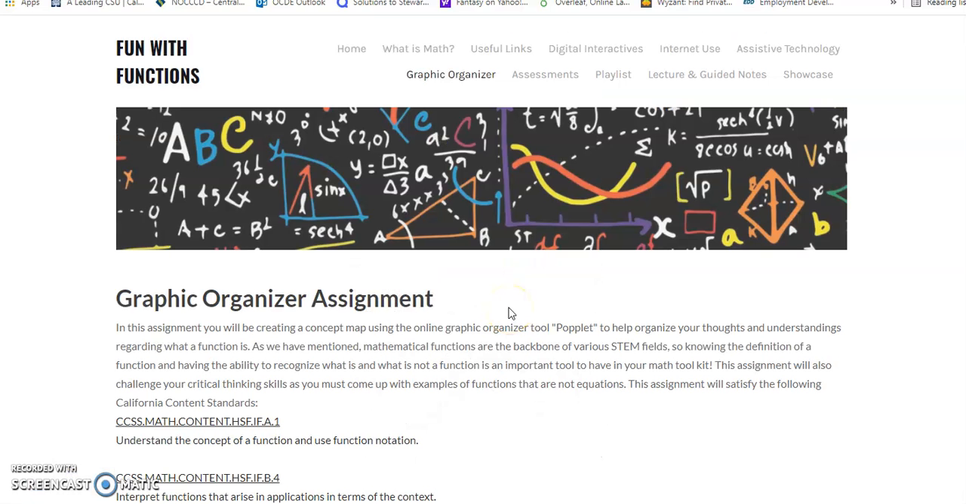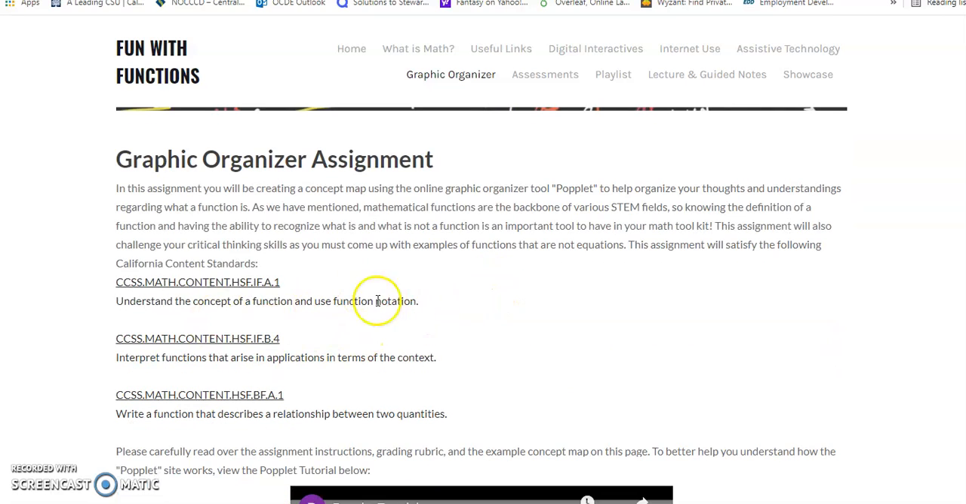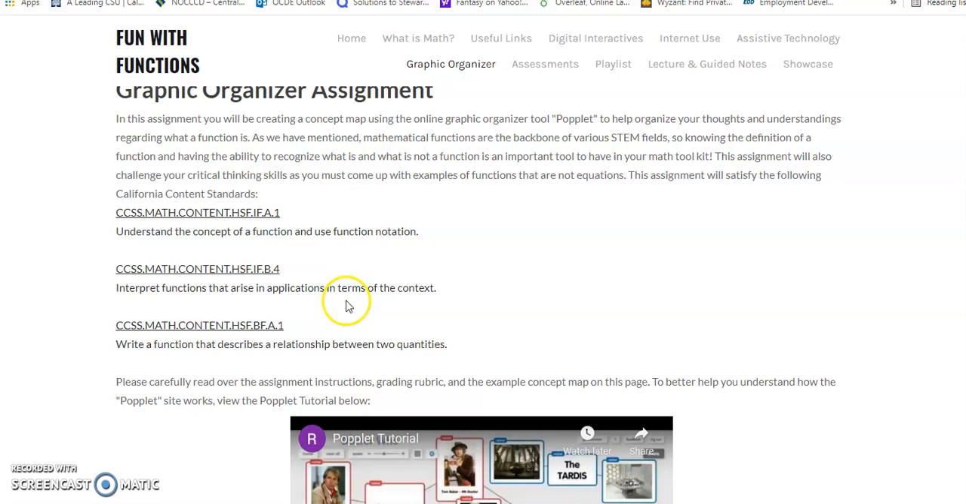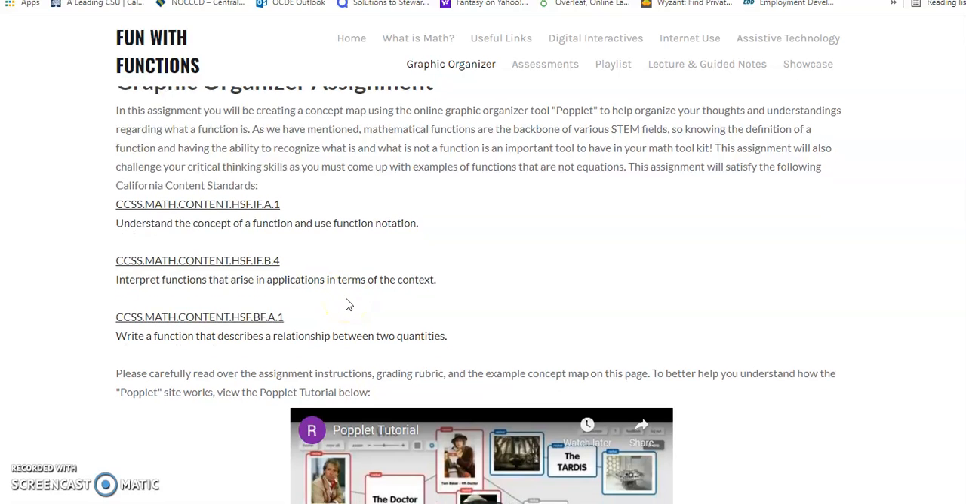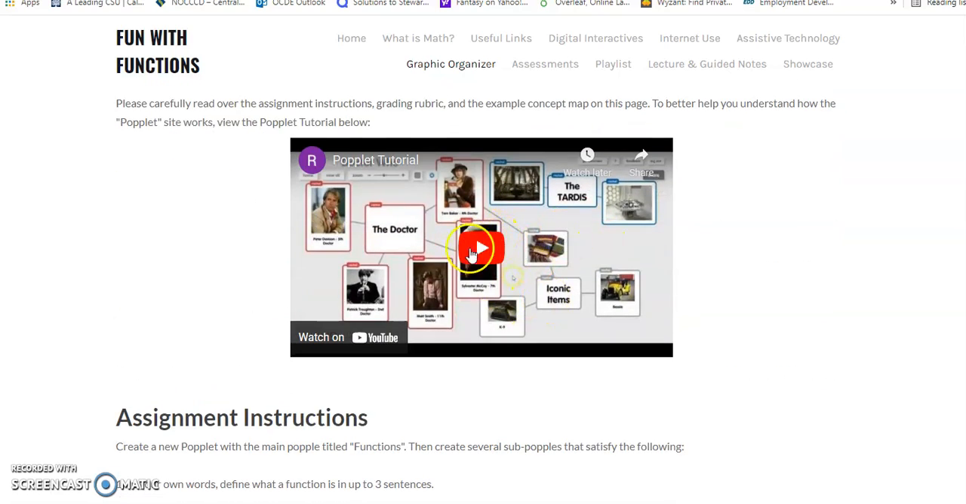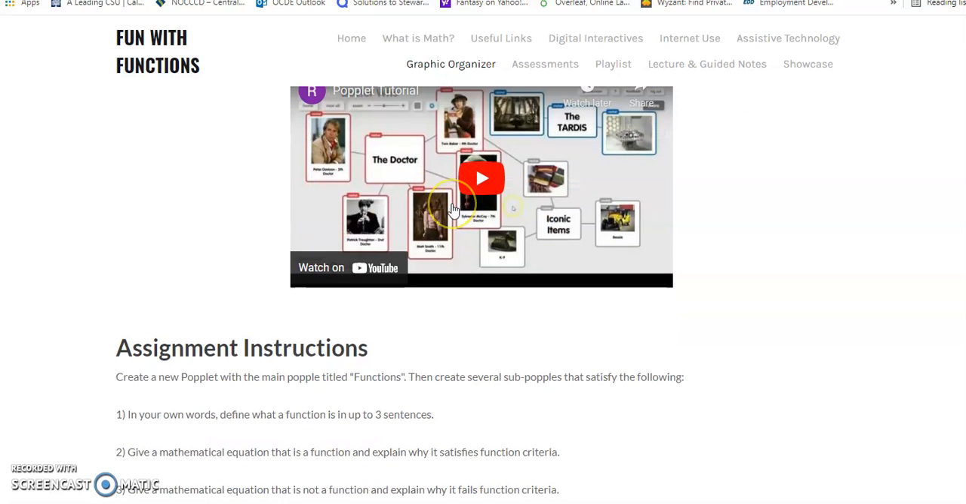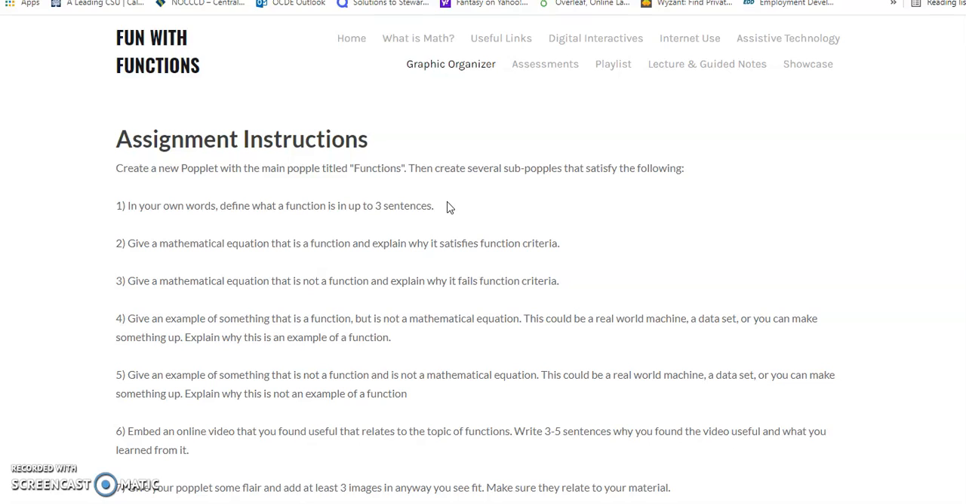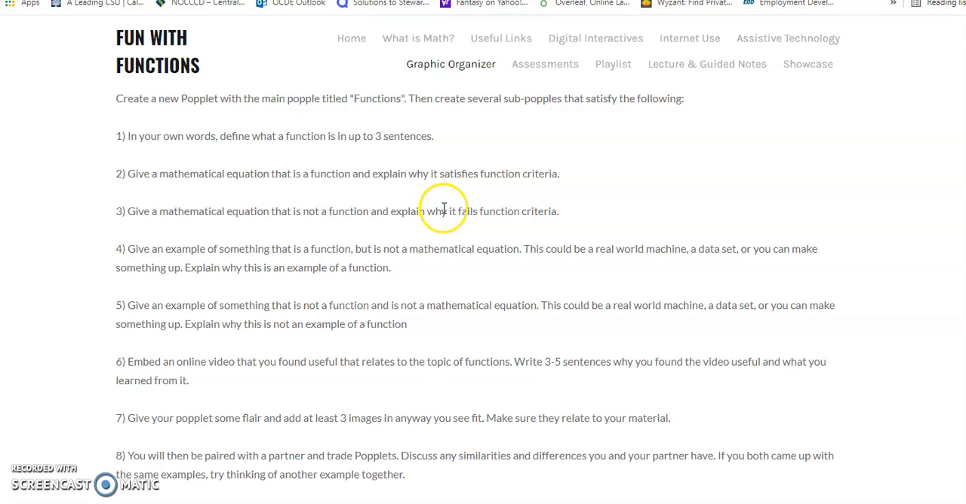For the graphic organizer section, I chose to have students create a Poplet that will cover these standards. I had some issues getting the Poplet site to cooperate the first time I used it, so I included a tutorial video. This assignment focuses on function vocabulary and connecting equations and their graphical representations.